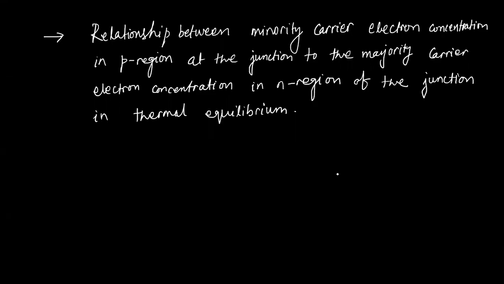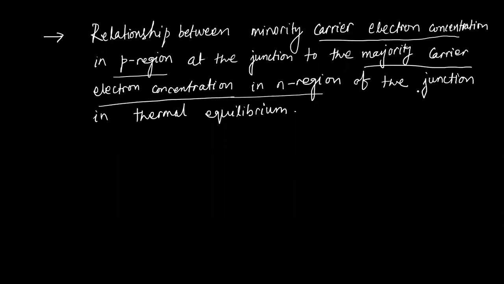Hello guys, today in this video we are going to discuss the relationship between the minority carrier electron concentration in the p region at the junction to the majority carrier electron concentration in the n region of the junction of a p-n junction in thermal equilibrium, or in other words, the boundary condition.